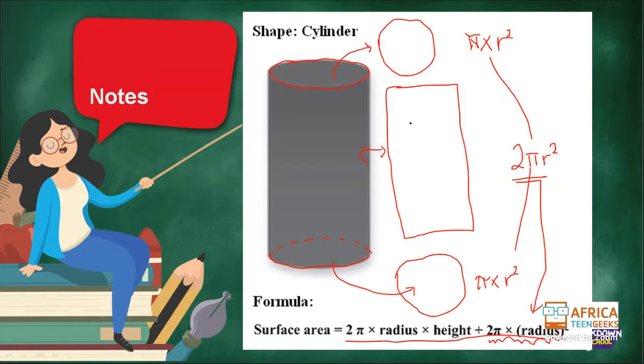Now, for a rectangle, if you recall from previous lessons, the area is length times height. In this case, remember, we have the height because we're going up. The area of this rectangle is length times height. So this will be your height, and this is your length.